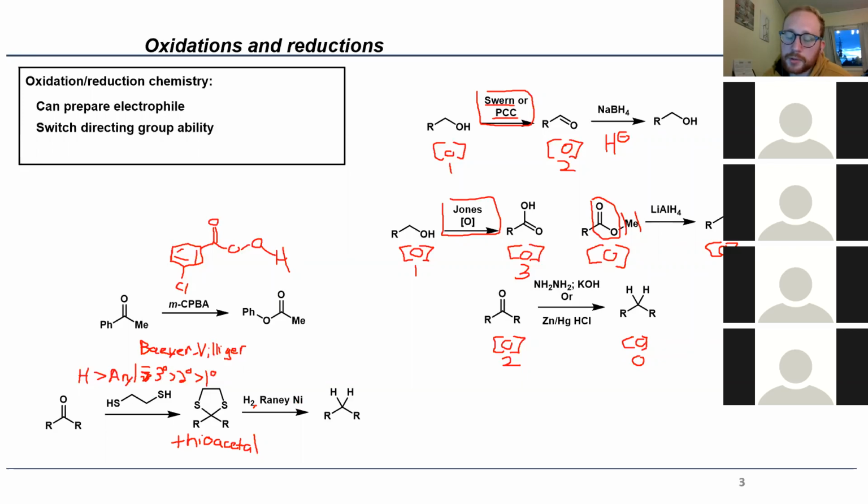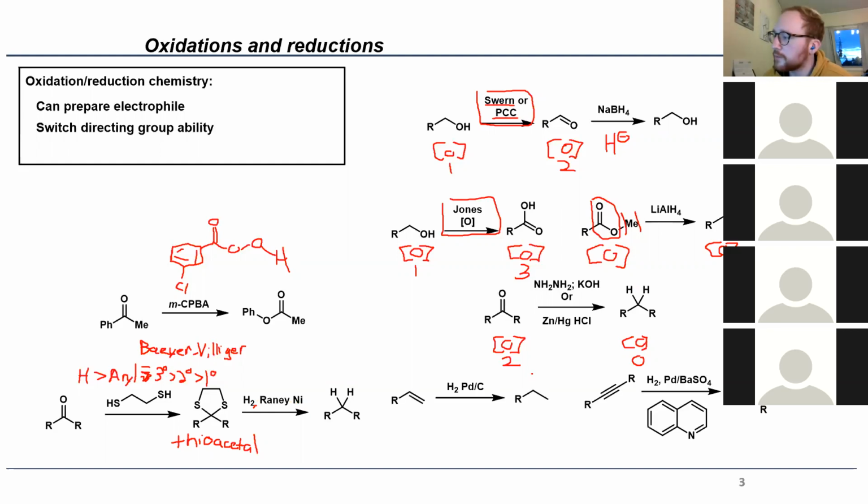Okay, and so someone asked in the chat, other than, yeah, and so we'll actually get to that in 1 second. We also learned that alkenes can be hydrogenated using hydrogen gas and palladium and carbon support. And so that can take us from oxidation level 1 alkenes to oxidation level 0 alkanes. And we also learned that the Lindlar catalyst system can allow us to take oxidation level 2 alkynes to oxidation level 1 alkenes.